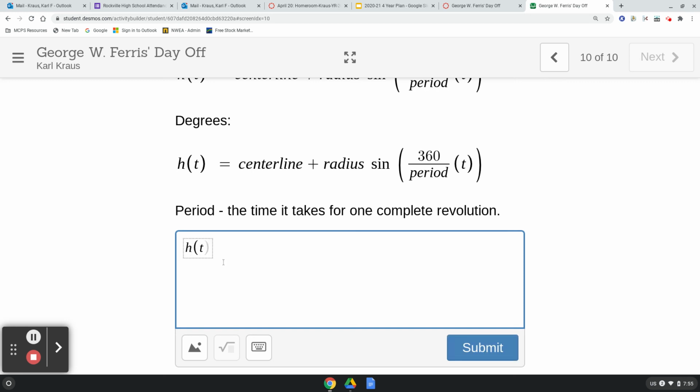So it'd be h of t equals 50 plus 40 sine 2 pi over 30 and then times t.